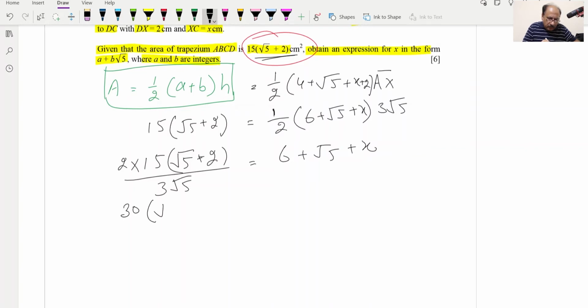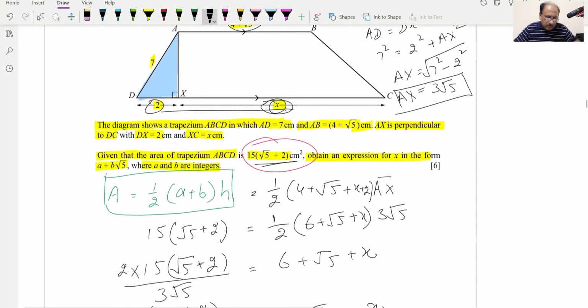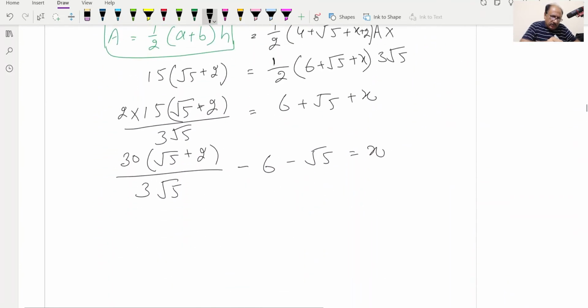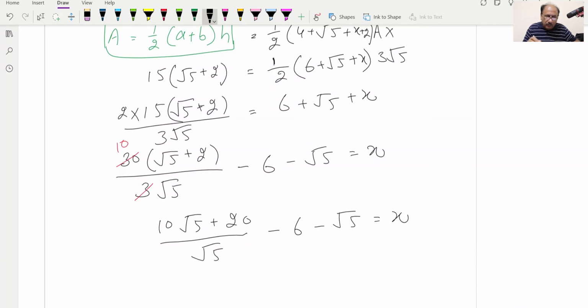So 30 root 5 plus 2 over 3 under root 5 minus 6, and minus under root 5 is equal to x. And what else can we do? They are saying do not use a calculator, so we can cancel this 3 with this, so it will be 10. And further, now we can write 10, and we can open the bracket, so 10 under root 5 plus 20, over under root 5 also. Basically this will be over under root 5, and minus 6 minus under root 5 is equal to x.